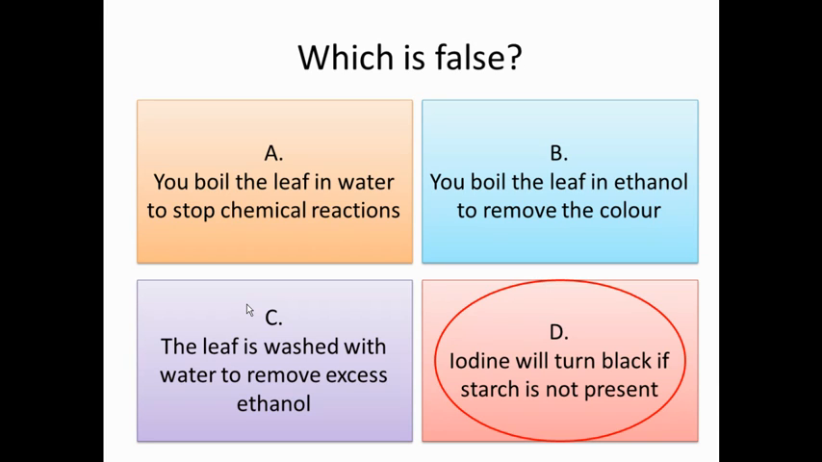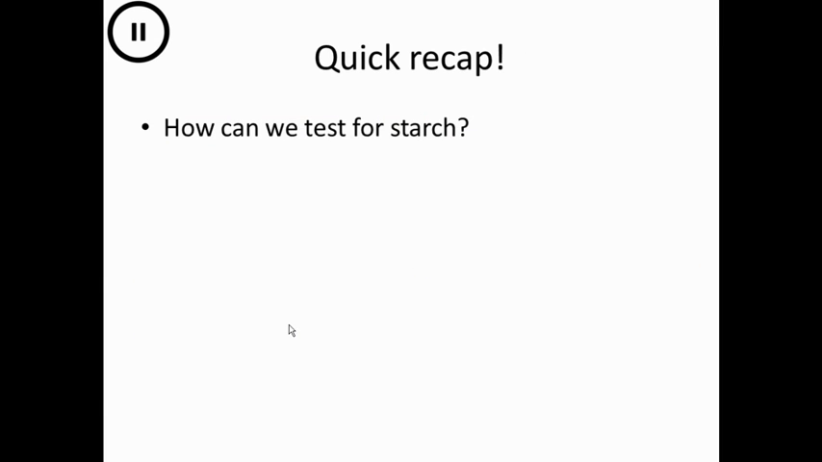And the last one is the false one. Iodine will turn black if starch is not present. Well, iodine turning black is a positive result, so that means that starch is present. If starch is not present, there will be no colour change. So fantastic if you got that one right, well done. If me explaining how these are true hasn't allowed you to fully understand, you can go back in the video and rewatch.